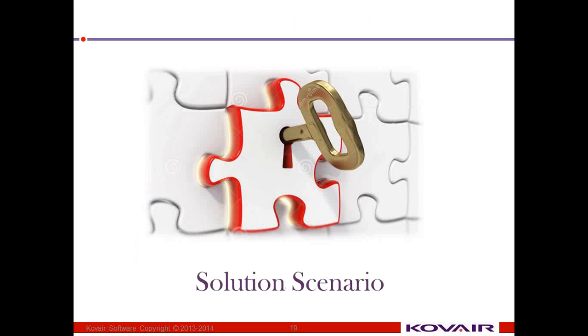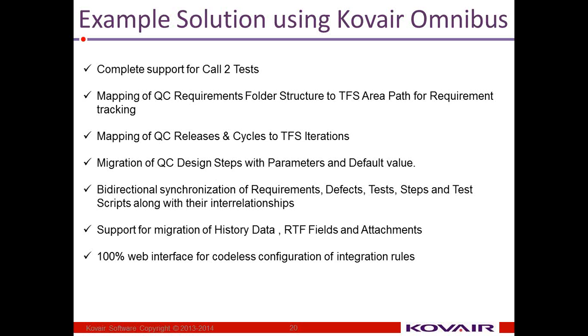Now let's get on to the solution for addressing these two scenarios. What are the features that we are using in Kovair Omnibus to address these two problem scenarios? Through this solution, the first feature we are offering is complete support for call to tests. It is a method by which a test case can be reduced by using it as a step, as a design step in another test case.